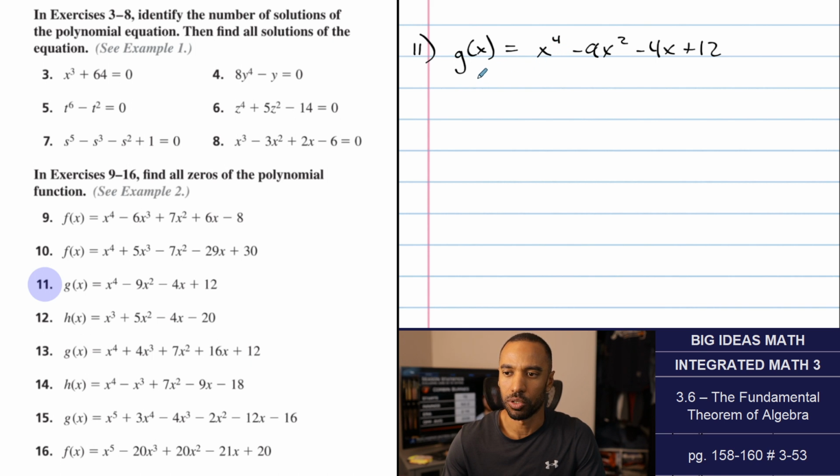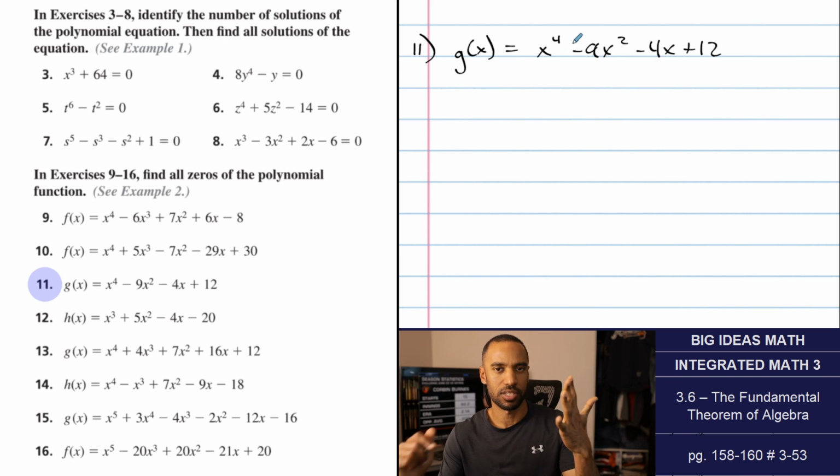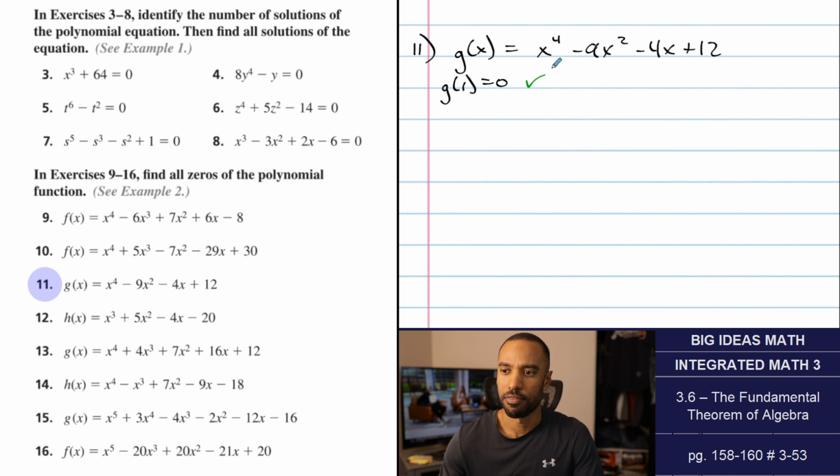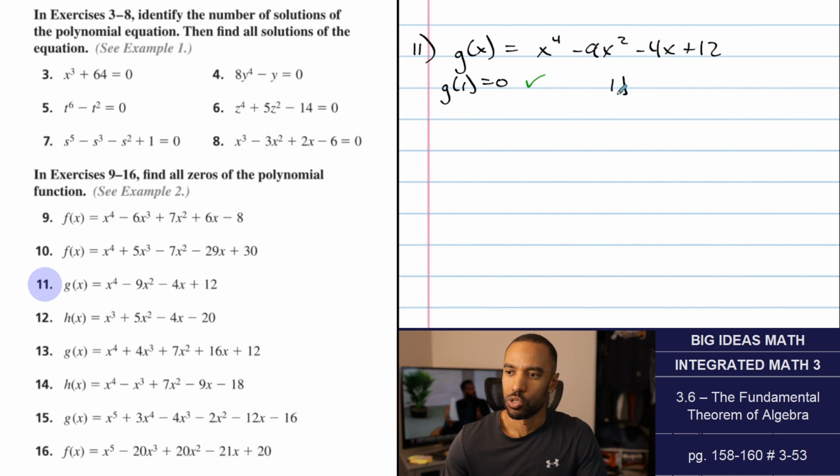Anyway, expecting 4 solutions in this set, so I choose factors of 12, plus or minus 1, 2, 3, 4, 6, and 12. Okay, so I'm going to start with 1. 1 minus 9 is negative 8, minus 4 is negative 12, plus 12 is 0, so that works. G of 1 equals 0. So we'll go off of that. We're going to use 1 as a root. We got 1x to the 4th plus 0x cubed minus 9x squared minus 4x plus 12.